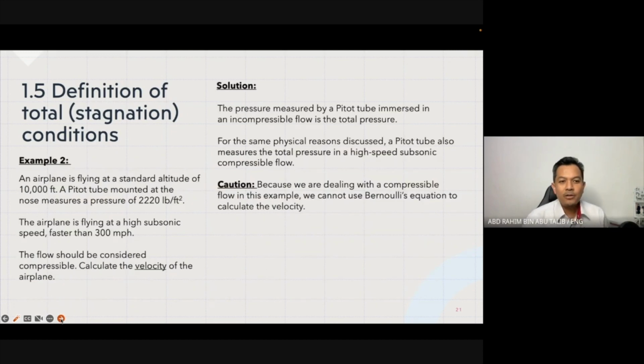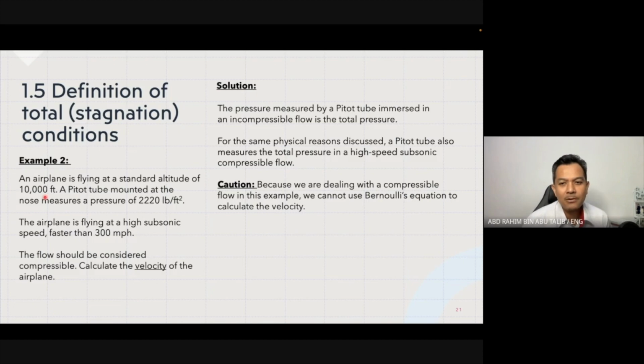Right. Let us look into example number 2, with respect to the stagnation condition. This is also an example I took from the Anderson book. In this case, we have an aeroplane flying at a standard altitude of 10,000 feet.